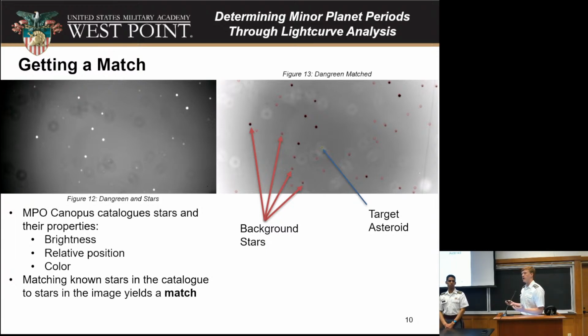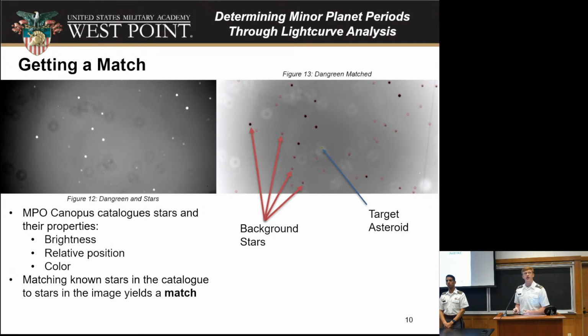And from that, it gets a pretty good idea of where it's looking, but it has to match these background stars to its catalog of stars that it has in the software itself. So it matches their brightness and their relative location to each other. And when it matches that, it's able to tell you exactly where the asteroid is, right? It's that tiny little yellow circle, if you can see it right there.